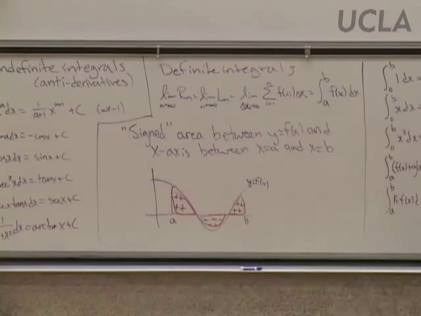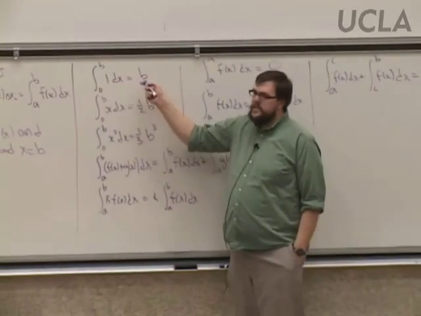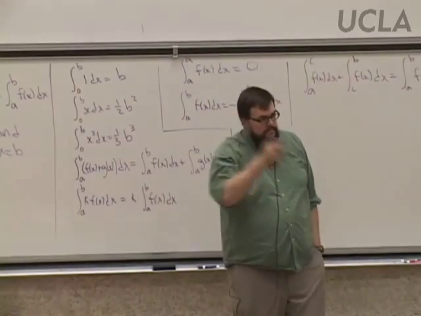That's the definition, some intuition. Let's go into some more details. So what are some definite integrals that we know? Well, the integral from 0 to b of 1 dx is very easy. It's just b. Yes, you have a question?